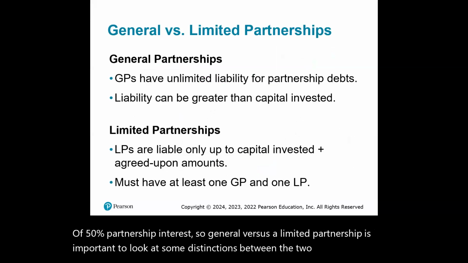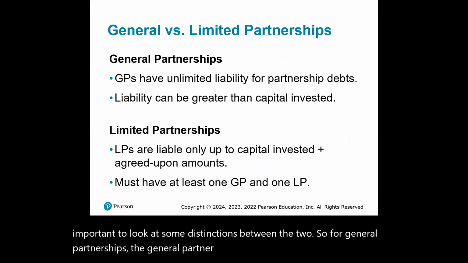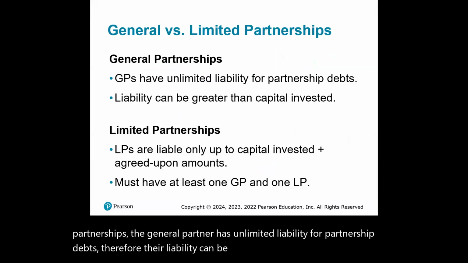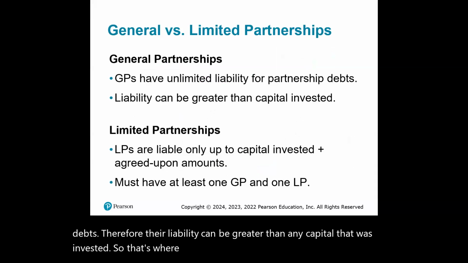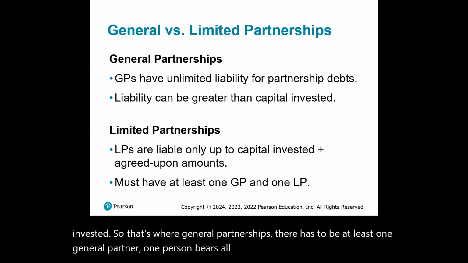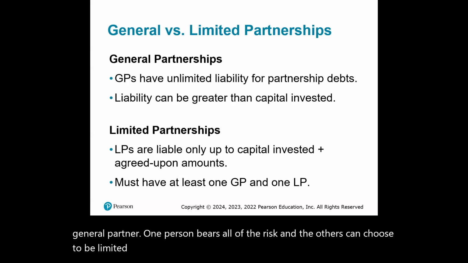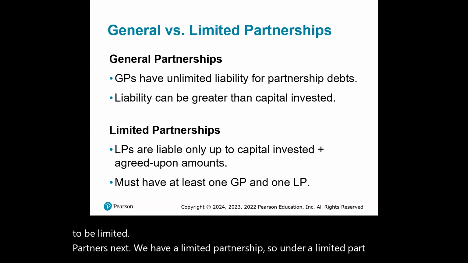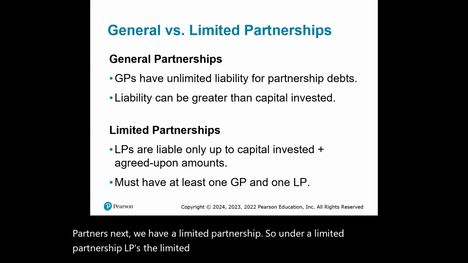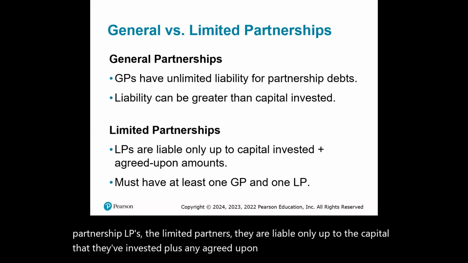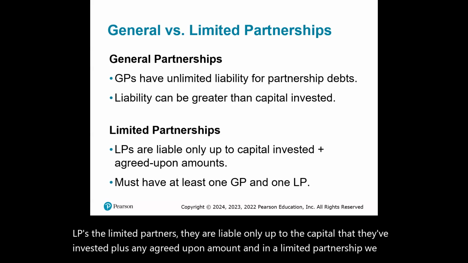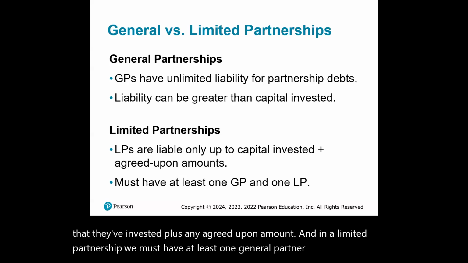General versus limited partnership: it's important to look at some distinctions between the two. For general partnerships, the general partner has unlimited liability for partnership debts. Therefore, their liability can be greater than any capital that was invested. There has to be at least one general partner. One person bears all of the risk, and the others can choose to be limited partners. Next, we have a limited partnership. Under a limited partnership, the limited partners are liable only up to the capital that they've invested, plus any agreed upon amounts. And in a limited partnership, we must have at least one general partner and one limited partner.